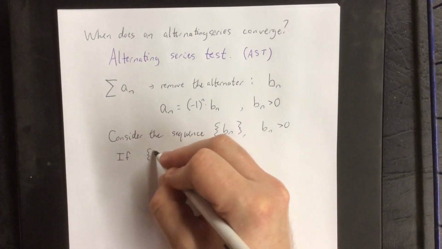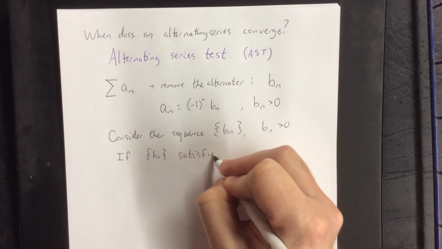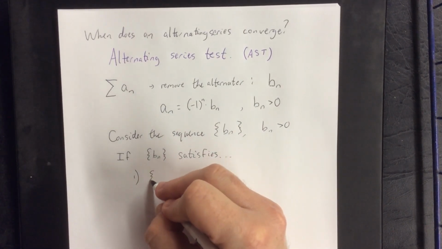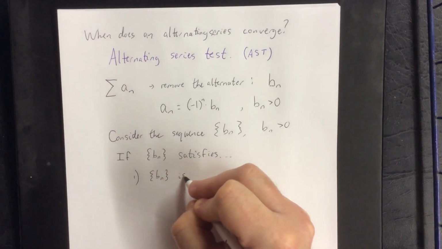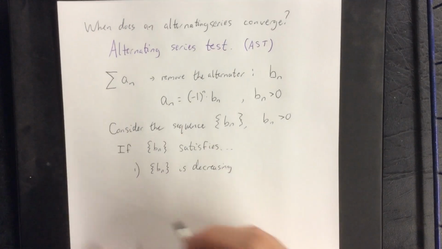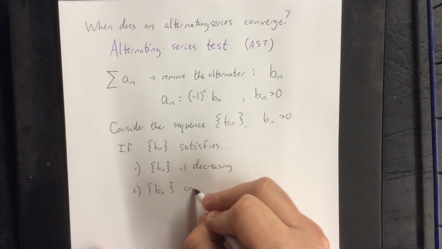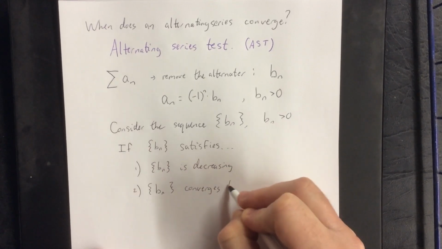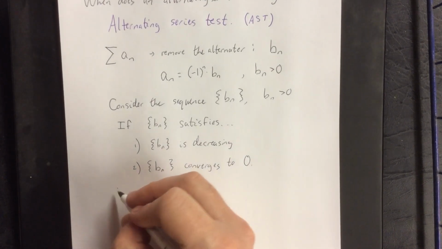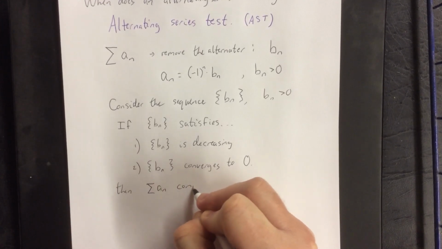If the sequence satisfies two conditions, one of them is that the sequence b sub n is decreasing, keeping in mind that we were talking about positive values only, and the sequence b sub n converges to 0. Then you can conclude that the alternating series converges as well.